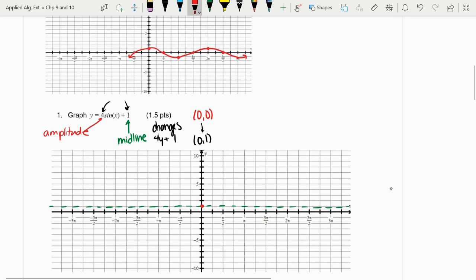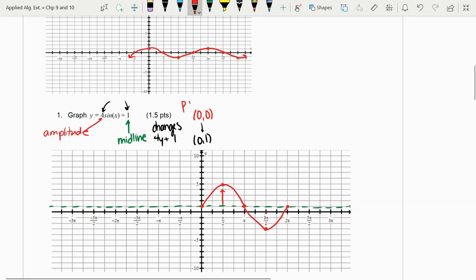Once you know that, my next point, I would go over to pi over 2, and I'd usually go up 1 if that's my normal amplitude, but now I'm going up 1, 2, 3, 4 above the midline. Then I'm going to keep the pattern going. I'll go back to my midline to complete this mountain. Then I got to do the valley. So I'm going 4 below: 1, 2, 3, 4. And that's the bottom of my valley. And then we got to go back to the midline. So one way is just to apply those changes. I just thought about our original sine curve and did the changes here.